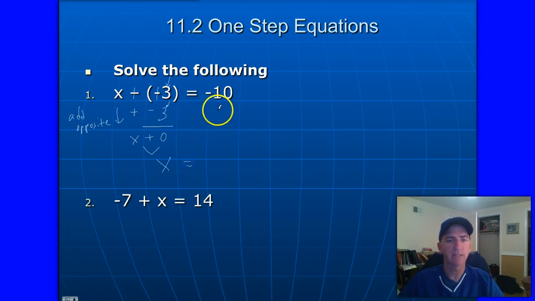All right, so you have to do the same thing to the other side. We're going to add negative 3, and that makes it negative 13. And I believe that's what the answer is. X is negative 13 when we solve that.